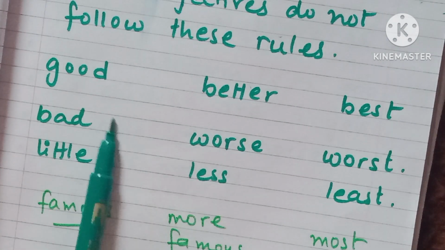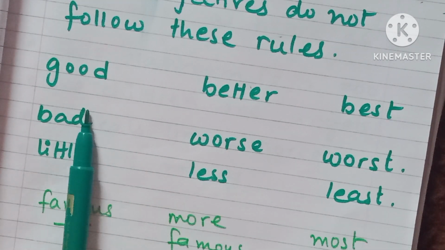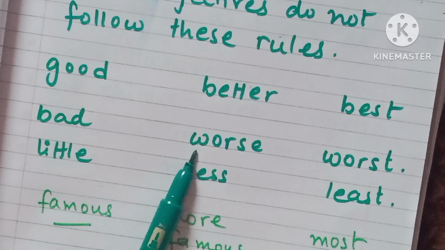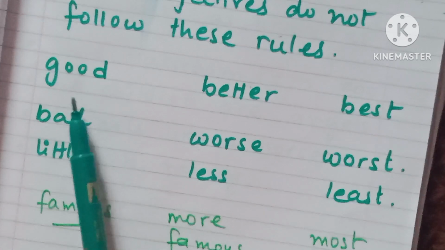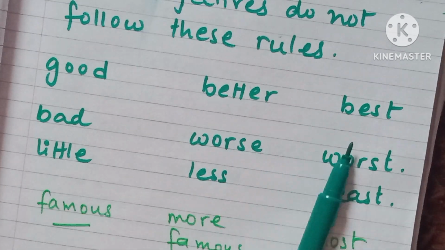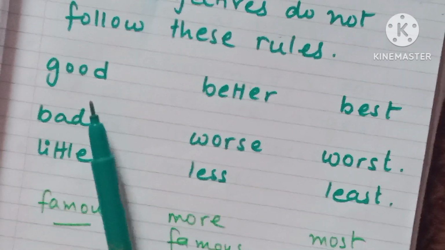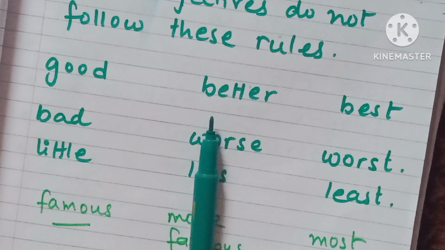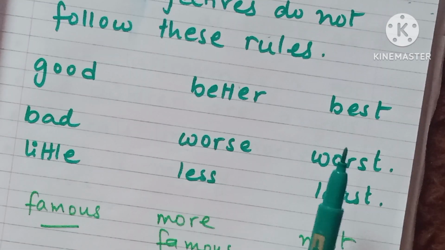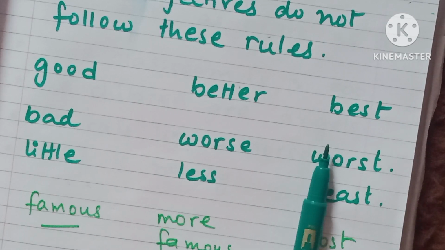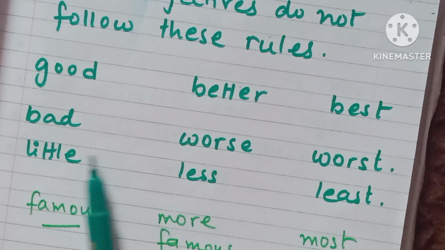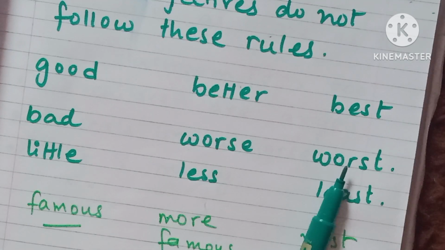So the words which do not follow the rules: good, you cannot say gooder, goodest. It is good, better, best. Good becomes better and best. He is good, but Arush is better among these two. And in my class, suppose Sahil is the best. So like this. Bad, worse, worst.